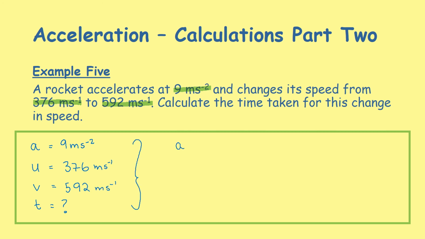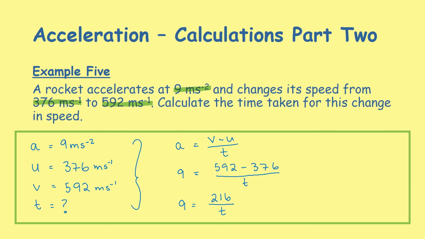Let's take our equation, A equals V take away U divided by T, and pop in our numbers. So 9 equals 592 take away 376, all divided by the time. Let's simplify this to make things easier for ourselves and do 592 take away 376 first. That's equal to 216. So 9 equals 216 divided by our time.